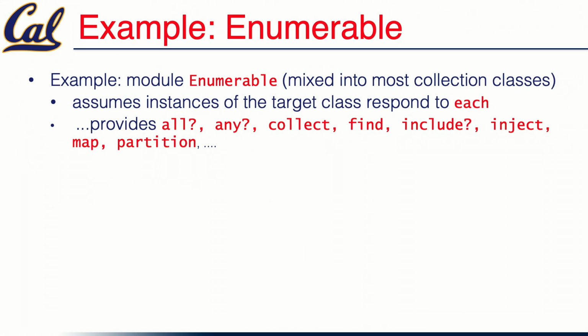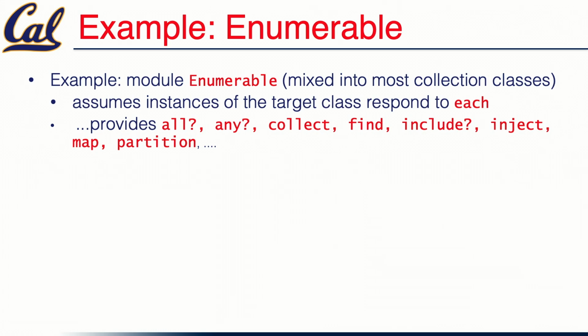Well, the important aspect here is that the enumerable module makes an assumption that if you're mixing it into a class, that class has a method on instances that can respond to each. In other words, an instance of that class is something that can enumerate itself and give back one member of the collection at a time.